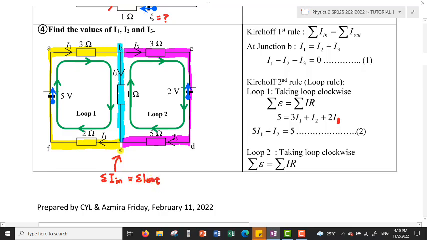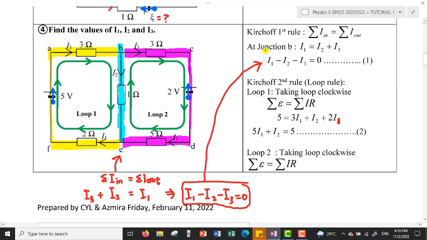So if we consider this junction E, the current that flows into the junction will be I2. Then I3 will also flow into the junction, so plus I3. Then the current that flows out from junction E will be I1. If we rearrange the equation, we have I1 minus I2 minus I3 equal to 0. You will notice that you get the same equation as the one you wrote by referring to junction B.